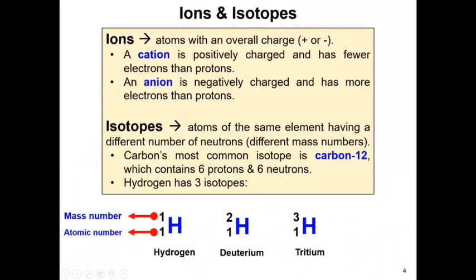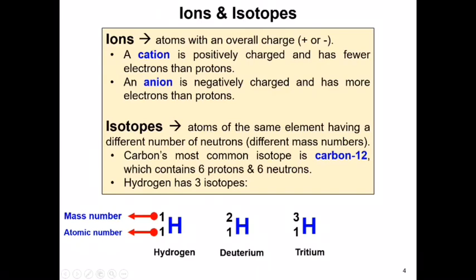So there are two types of atoms, ions and isotopes. Ions are charged atoms, meaning they carry either a positive charge or a negative charge. Cations are positively charged, whereas anions are negatively charged. Isotopes, on the other hand, are atoms of the same exact element, but with different number of neutrons, which also means they have different mass numbers like carbon-12 and carbon-13. Another example is hydrogen. Hydrogen has 3 isotopes, as shown down here: hydrogen-1, deuterium, and tritium.